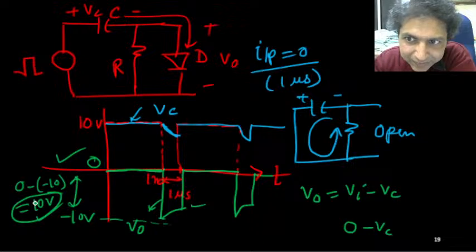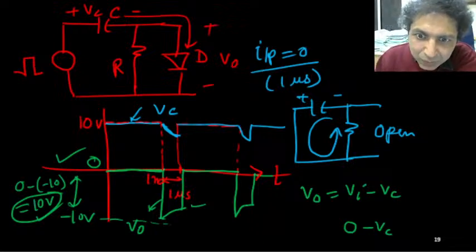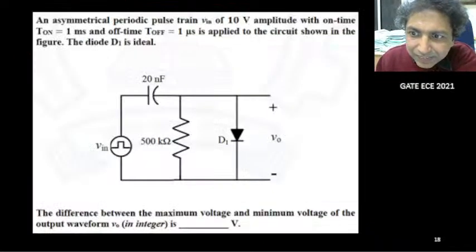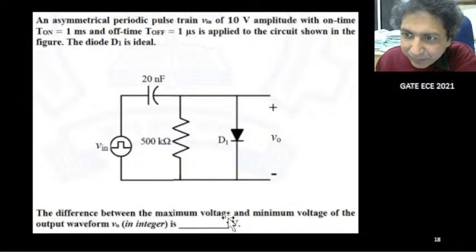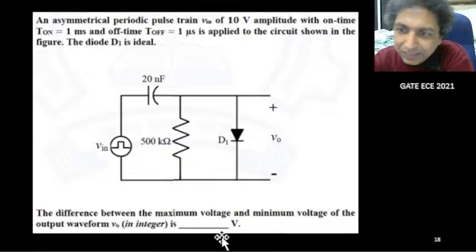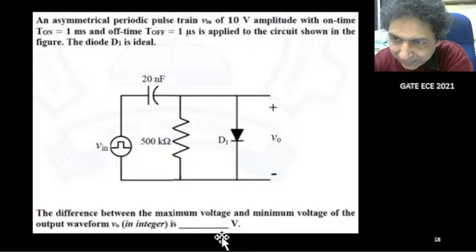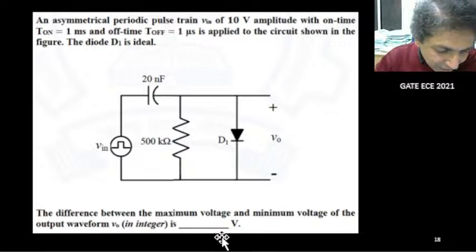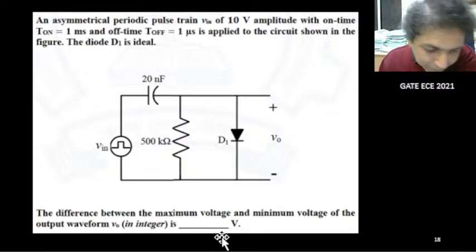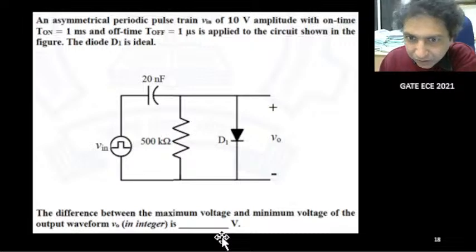Is it okay? So the question was, what is the difference between maximum voltage and minimum voltage? And this one is 10 volt here. Okay, answer is 10. Good. Generally you are right. The maximum is 0 and the minimum is minus 10. So the difference is 10. That's all.